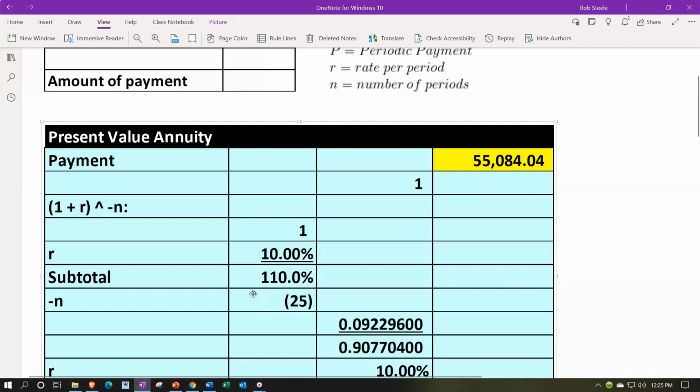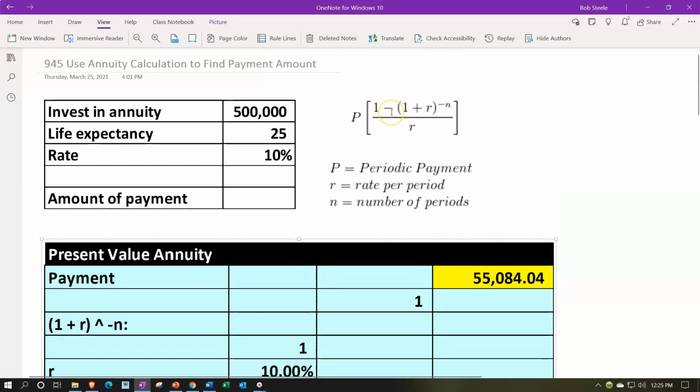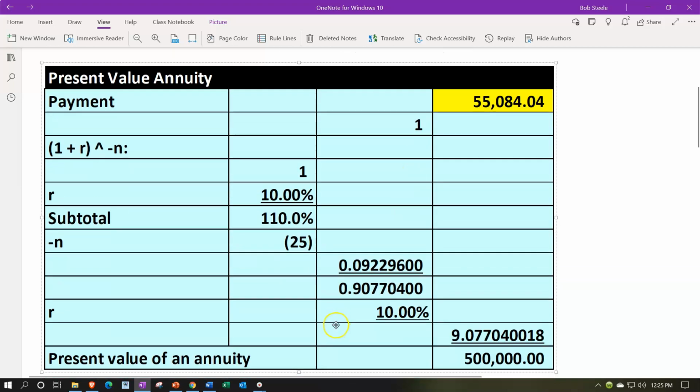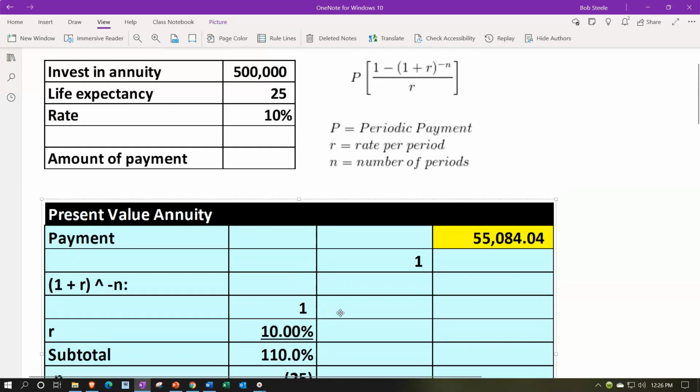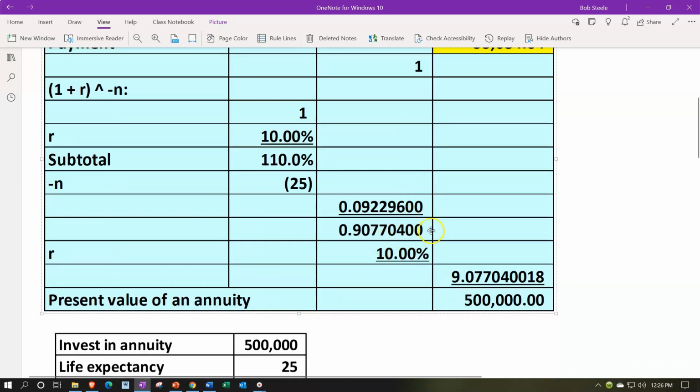So if I take the 110% to the power of negative 25, we then get 0.092296 and so on. That would be this whole amount right here, 1 plus r to the negative n. Now we're going to take 1 minus that amount, which gives us 0.90770400. That is the numerator, divided by the denominator, which is r, 10%. Numerator divided by the denominator gives us 9.07704 and so on.